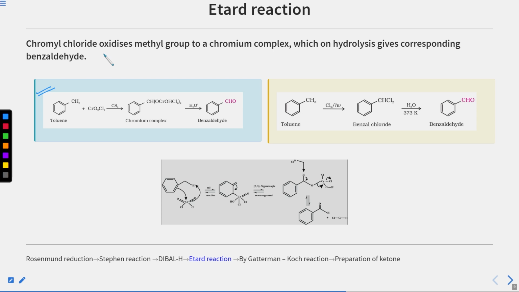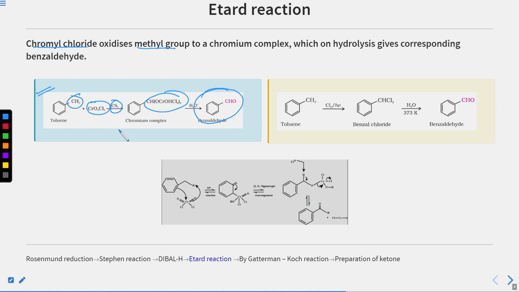So we have chromyl chloride. This is called chromyl chloride, CrO2Cl2. It oxidizes the methyl group, that is CH3, and on further hydrolysis of this we get benzaldehyde. Now this reaction follows a concerted mechanism. There is no formation of electrophile or nucleophile, no charged species are formed, and to promote that, we are using CS2, which is a non-polar solvent.